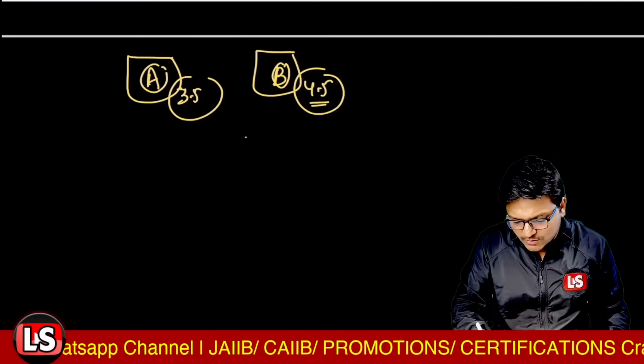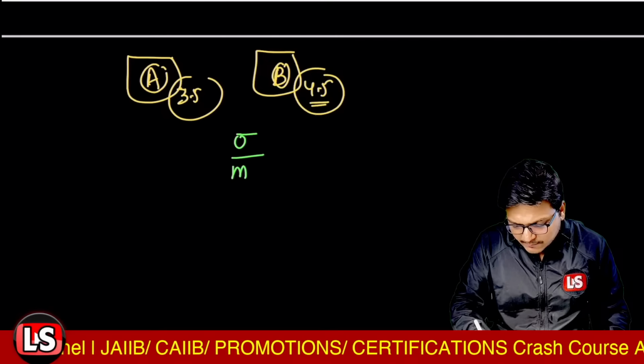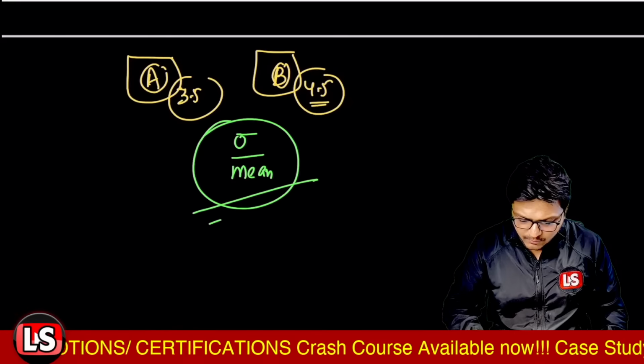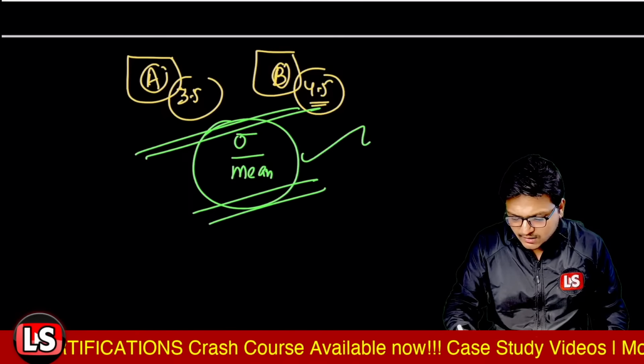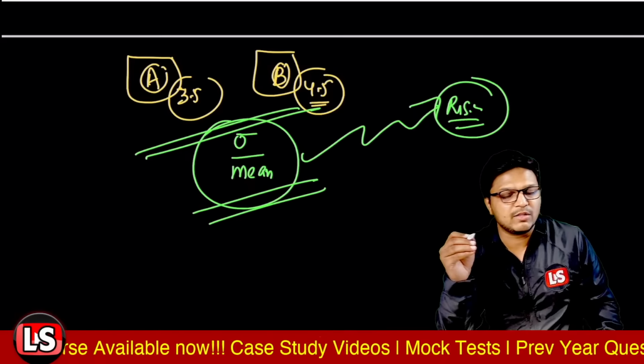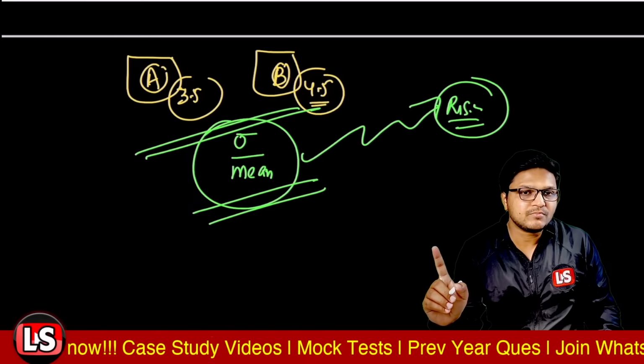In that scenario, you must be calculating the standard deviation by mean. You are to calculate the standard deviation divided by mean, and the higher this particular factor, the more is the risk associated with the same. Is that particular part clear?